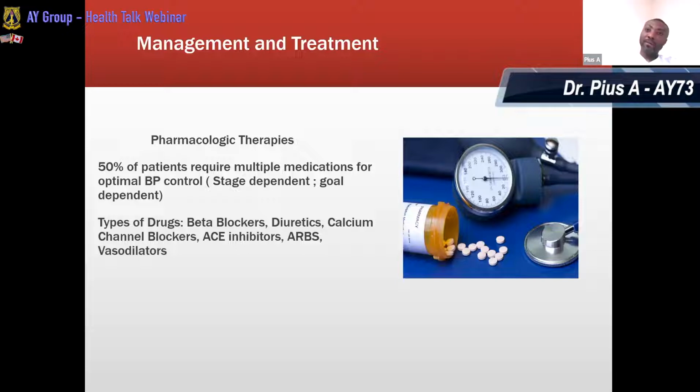Then we have the ACE inhibitors and angiotensin receptor blockers. These are all medications that prevent what we call vasoconstriction, not allowing the vessels to constrict to increase pressure. And then other medications that actually do work on the arterial walls as well, vasodilators, primarily. So if you look at all these, primarily they dilate your vessels so that you don't have increased pressure.